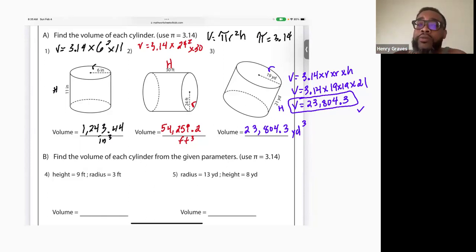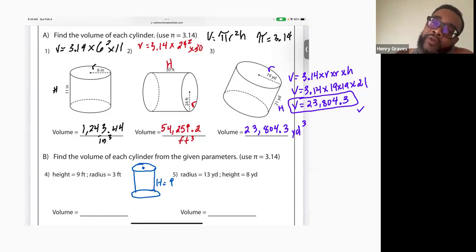Okay, let me move on to letter number 4. Now, they don't give us the actual figure, but I'll draw it. So yeah, I know some of us here are visual learners. This is the height. H equals 9. I got a radius right here, which is 3. So my volume is going to be 3.14 times 3 squared times 9.